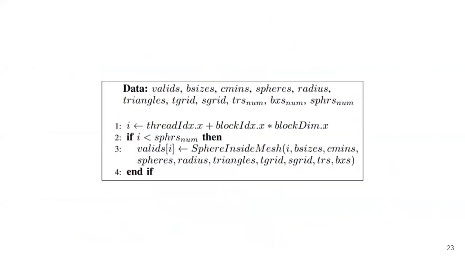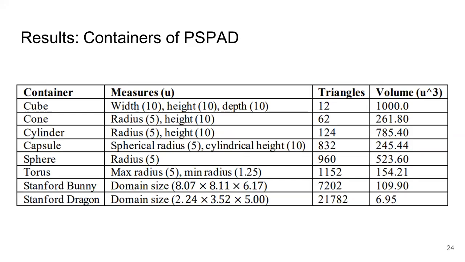This is the algorithm for the validation, no? The validation of spheres. Simply, a valid sphere is saved in a 1D array of chars, no? In this case, simply work with them with the algorithm as I mentioned. Results.